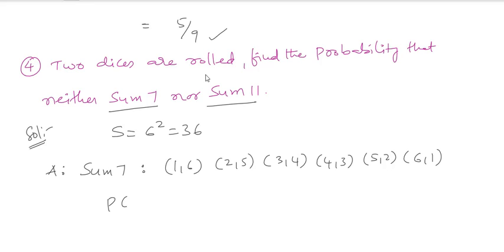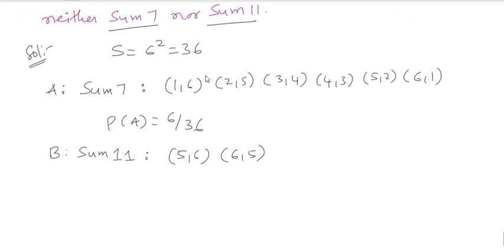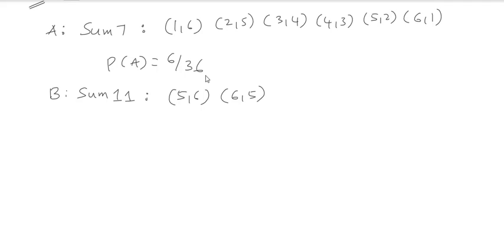Can you tell me what is the probability of A? Probability of A is what? 6 divided by 36. Then similarly B, sum 11 you take it as. Yeah, sum 11 means what? Only two cases. One is 5 comma 6 and the other one is 6 comma 5. So you'll have it as these things. So then what's the probability of B? Which is 2 divided by 36. So they asked you what? Neither sum 7 nor sum 11. So that is the probability.